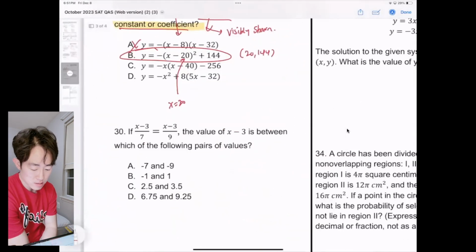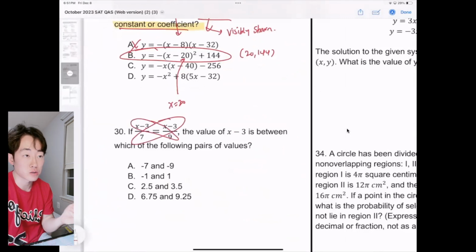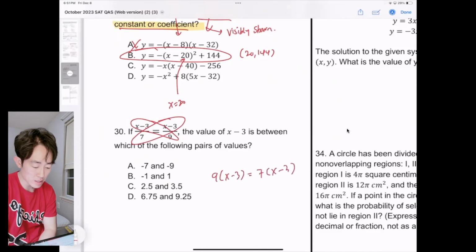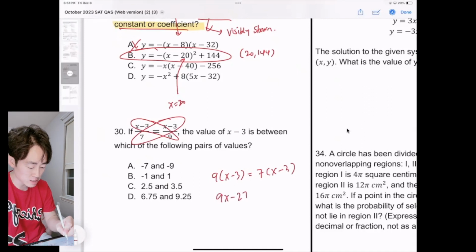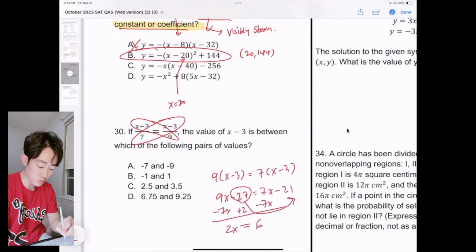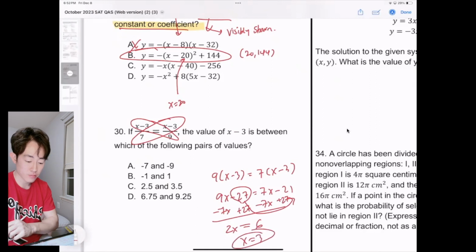All right, next. Without any further ado, I can just cross multiply these two because I'm given a ratio. So that's 9 times (x minus 3) equals 7 times (x minus 3). The value of x minus 3 is between which of the following two pairs? All right, so let's do 9x minus 27 equals 7x minus 21, distribute. Then 7x subtracted on the other side gives me 2x. Move the 27 to the other side, that gives me 6 by adding 27 on both sides. So then x equals 3, right?